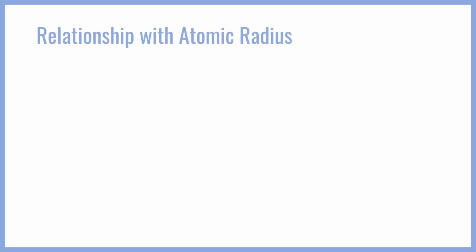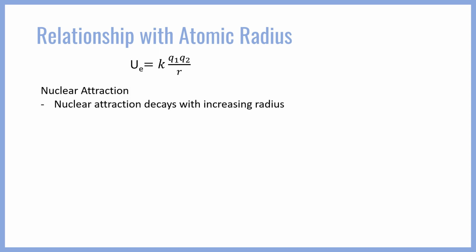Now, the relationship with atomic radius is going to be a little bit tricky. As you can see from our electric potential energy equation here, radius should affect the electron affinity since it affects the binding energy of an electron to the nucleus. This is certainly the case, but the trend is actually quite a bit more complicated than was seen with the effective nuclear charge directly. The first relationship is simple, and it involves the incoming electron and the nucleus alone.